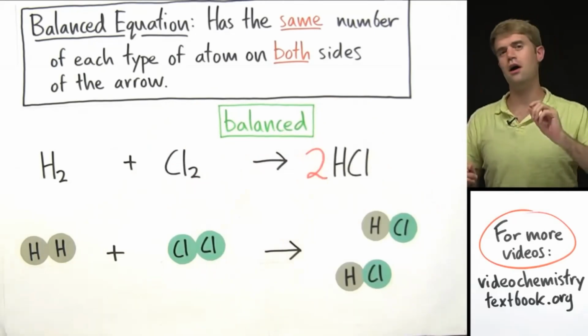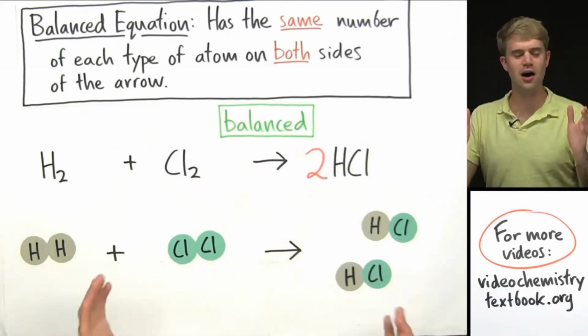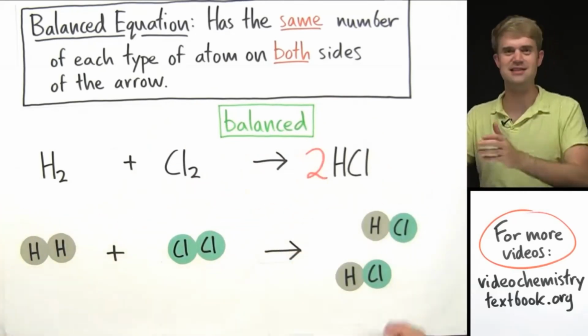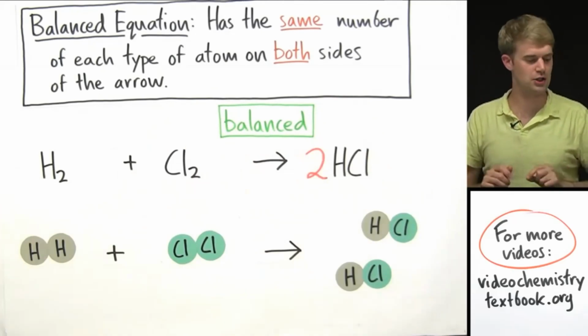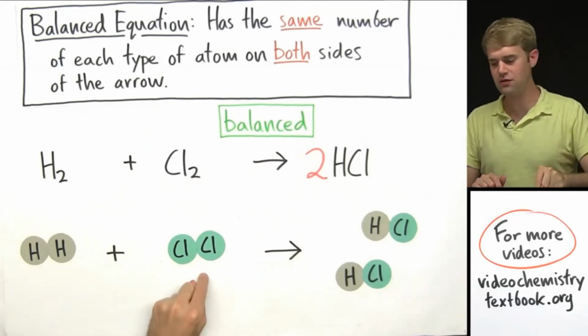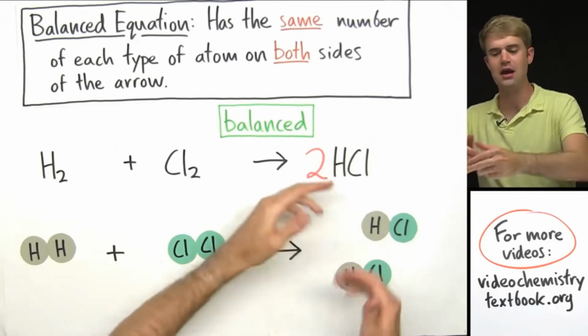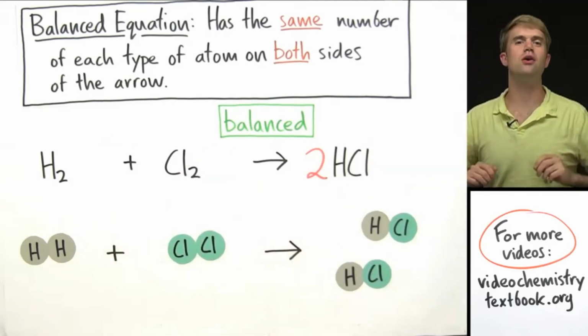Okay, so this is the combination. This is the combination of these things and these things that we need to have the same number of each type of atom on both sides. We need 1 of these, and 2 of these to end up with a balanced equation.